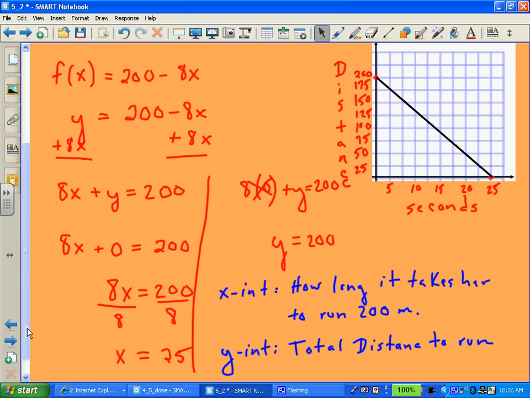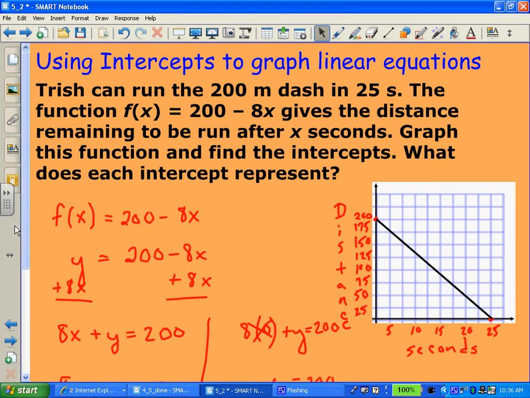So for that part of these story problems, it just wants to know what do those numbers represent in that problem. Okay? So once again, if you have questions, let me know tomorrow.